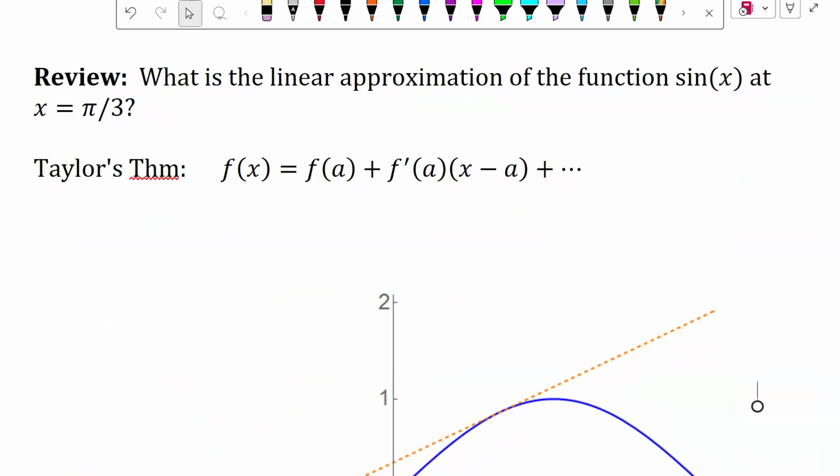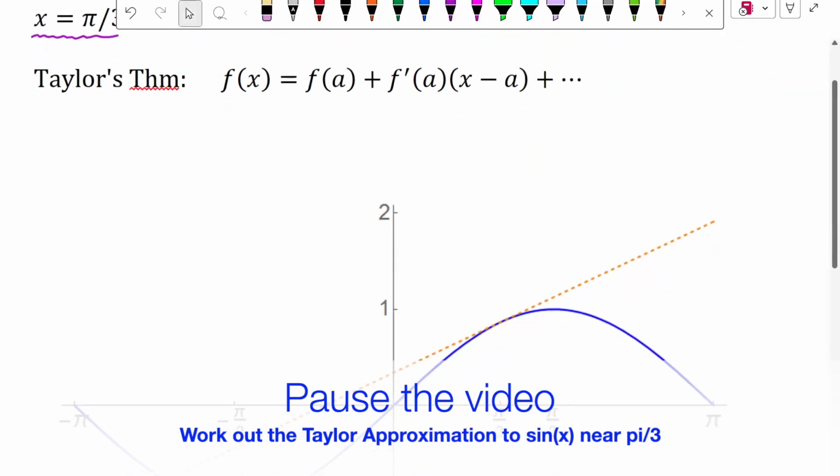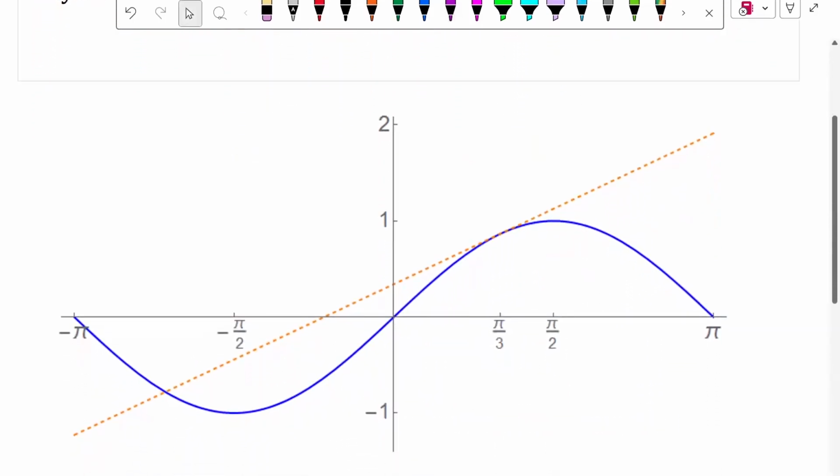The question here is, what is the linear approximation of the function sine x at the point x is pi over 3? Take a second, pause the video, and work this out yourself. In addition, I've provided a plot here. Label the parts of this plot that highlight how the Taylor expansion can be an approximation to sine x.